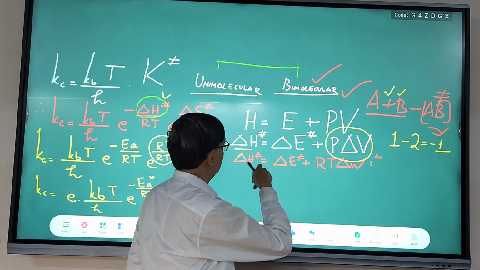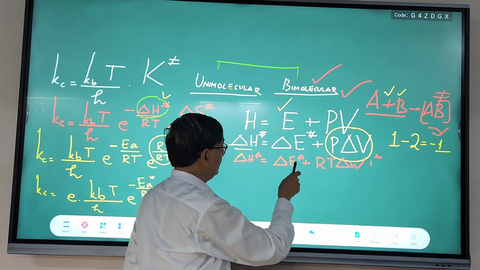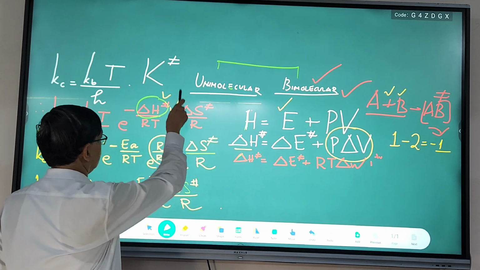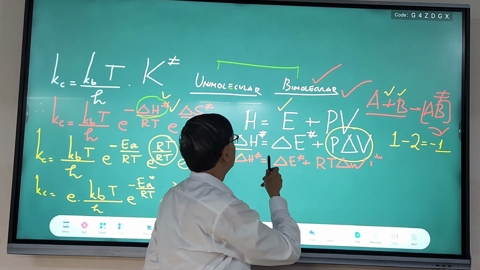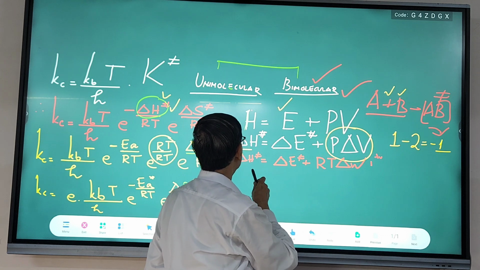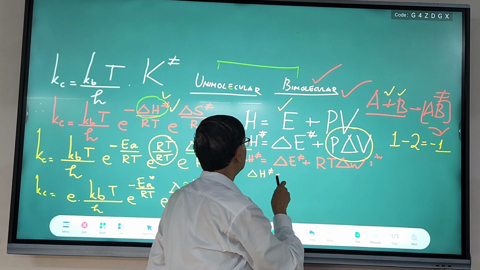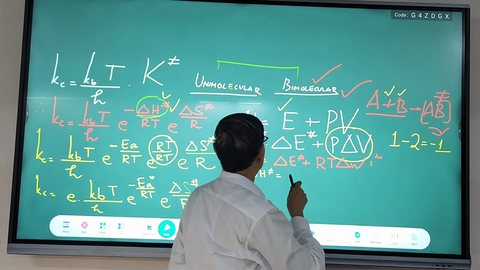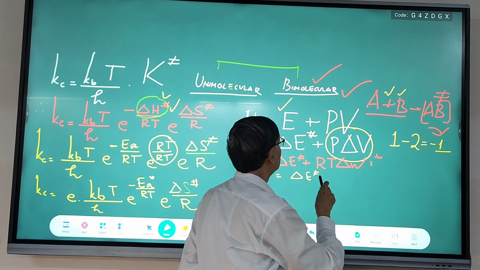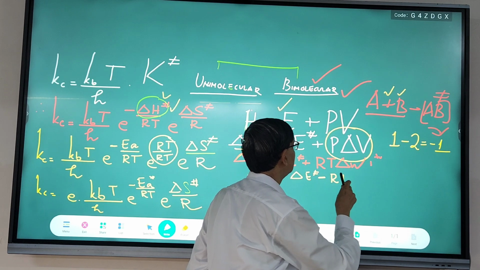So first I just have H and EP, no problem, delta E equals delta H minus RT delta N, because I have to replace the delta H. So RT, so I can write simply delta E minus RT.